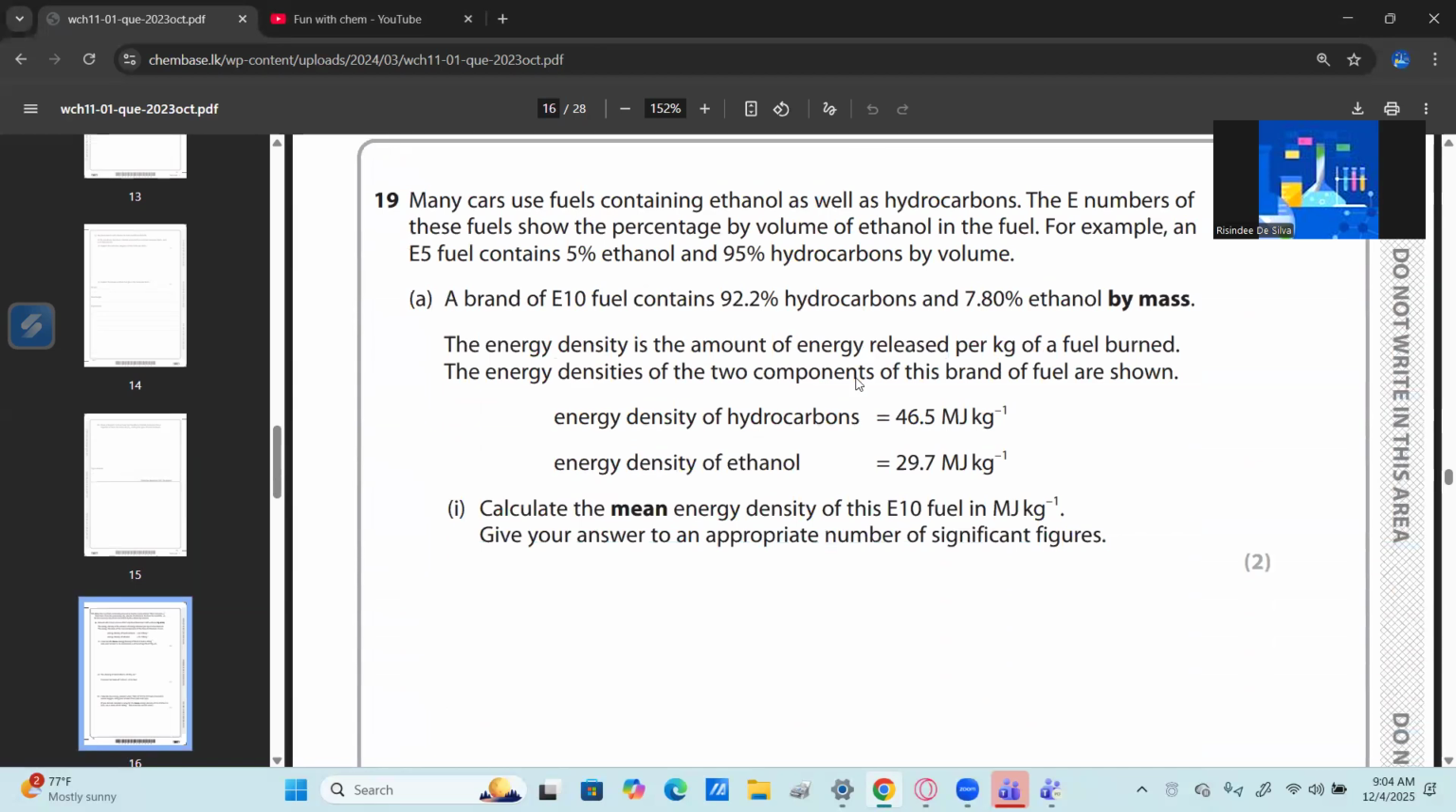The energy density is the amount of energy released per kilogram. Calculate the mean energy density of this E10 fuel in megajoules per kilogram.